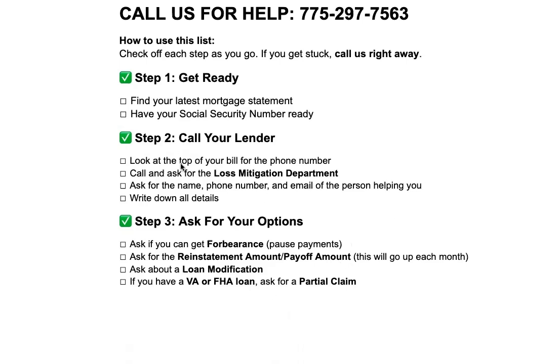So the next step is, on that mortgage statement, you're going to find the phone number for customer support. Sometimes they have the loss mitigation department or homeowner retention department on the back of the form, occasionally on the front, but rarely. Call the number, go through the phone tree, request loss mitigation, ask for the name, direct phone number, and direct email of the person helping you or your main point of contact. Write down all the details. So, who you spoke with, when you called, what the outcomes were.